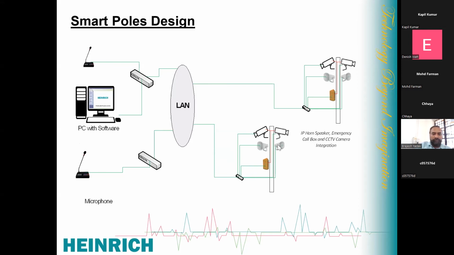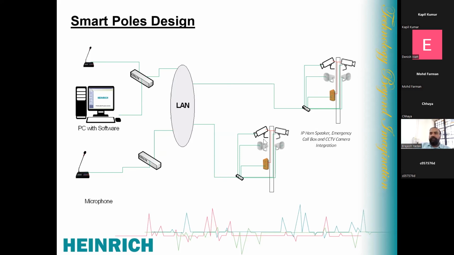Each location has two speakers. You don't need any controller or amplifier over there. You just have to place your IP type horn speaker there, connecting to the switch, and you can connect n number of speakers. And in each speaker, you can announce individually. It is not like if you are announcing, you will announce in all the speakers. If you have 100 speakers, in each speaker you can announce individually.